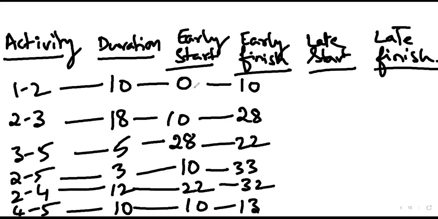All right. Now 3-5. Early start is 28. Yes, sir. 2-5 is 10. Yes, that's right. And this also should have been 10. Yes, sir. That is, 2-4 should have been 10. Yes, sir. And 4-5 will be 22.